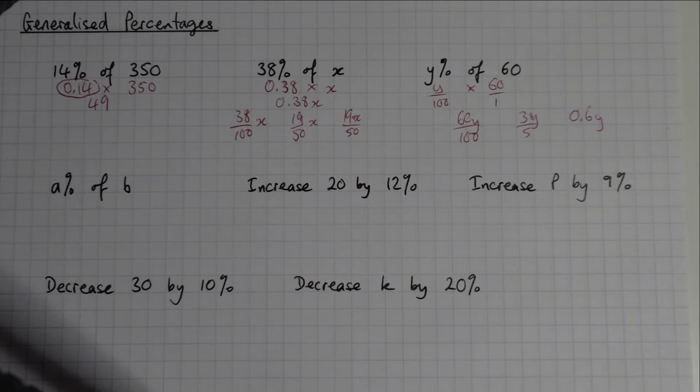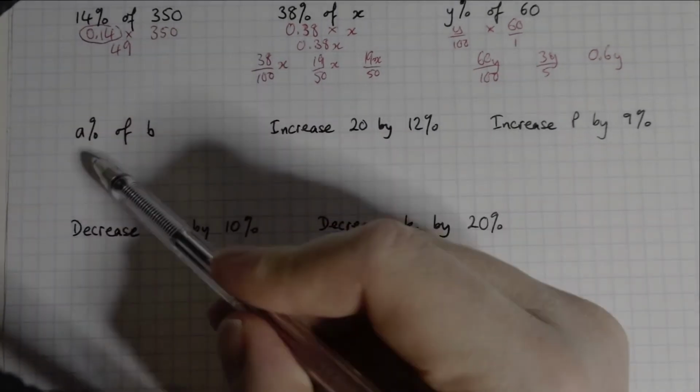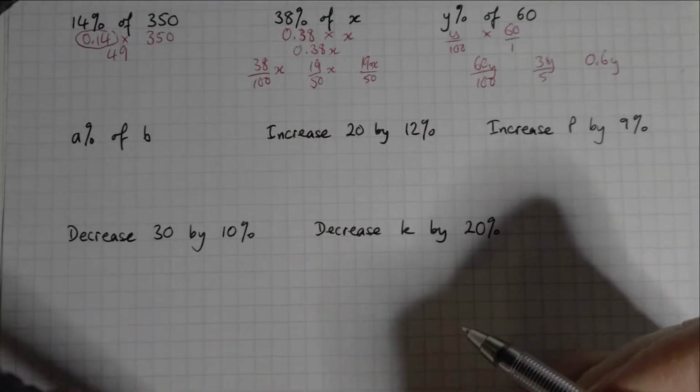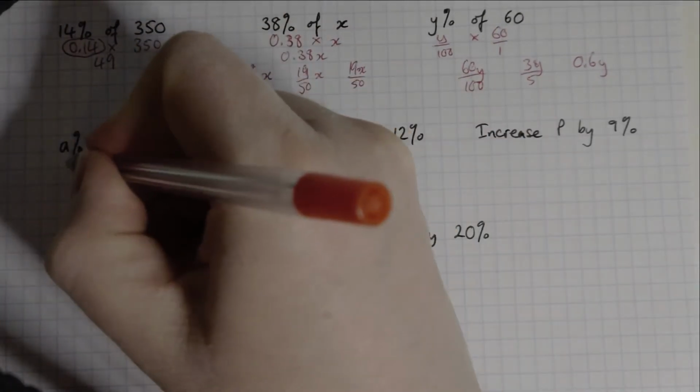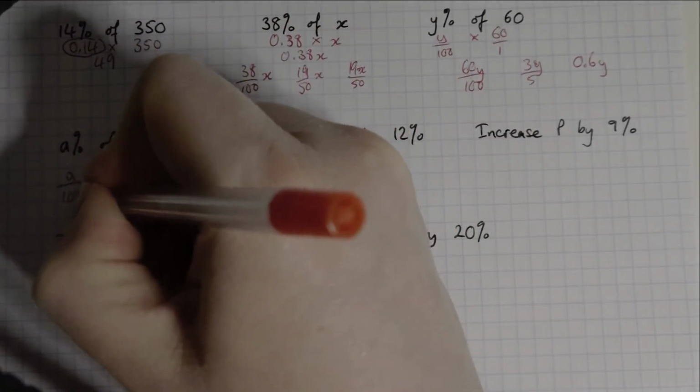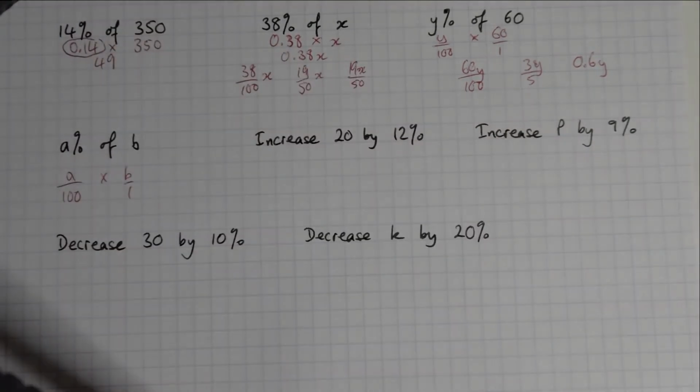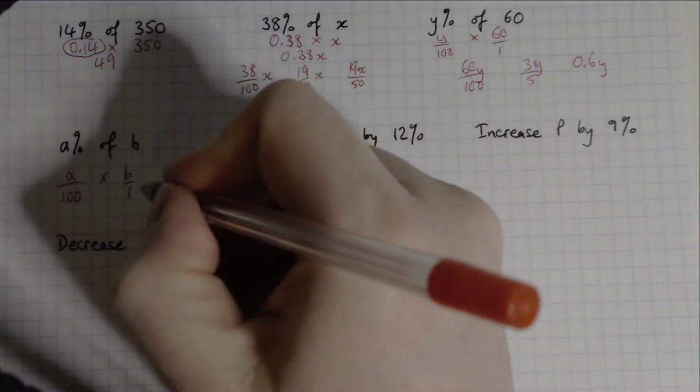Okay, here's some more examples then. Suppose I wanted to do A% of B. Well, I'll use the same method that I used before. We'll say that A% is A out of 100. Of means times, and we call B over 1. So it's just AB over 100.